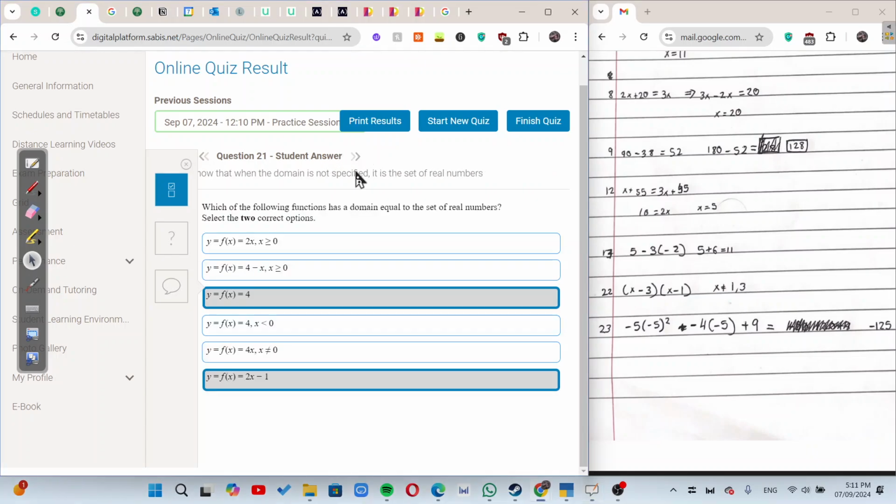Question 21, which of the following functions has a domain equal to the set of real numbers? All real numbers. For this question, just look for anything that does not have a restriction, let's say, like x bigger than or something like 0. You look for any option that doesn't have this. Any option without something like this is correct because it has no restrictions. This has nothing and this has nothing, so these two are your correct options. Now let's go on to the next question.